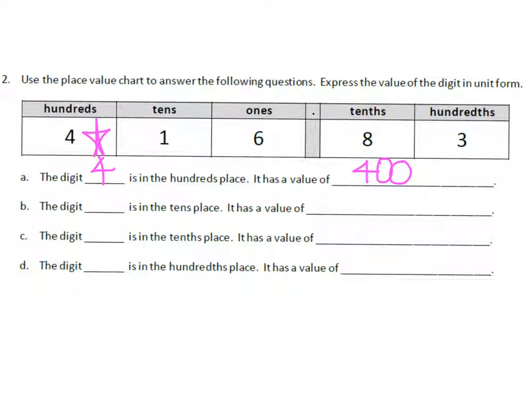Look at letter B. The digit blank is in the tens place. It has a value of blank. Let's find the tens place on our place value chart. What digit do you see there? I see 1. What is the value of 1 ten? That would be 10.